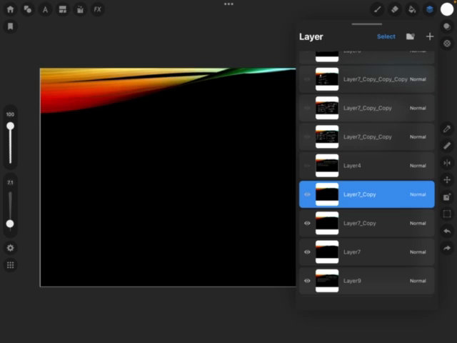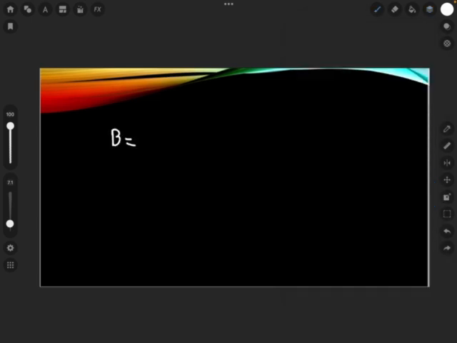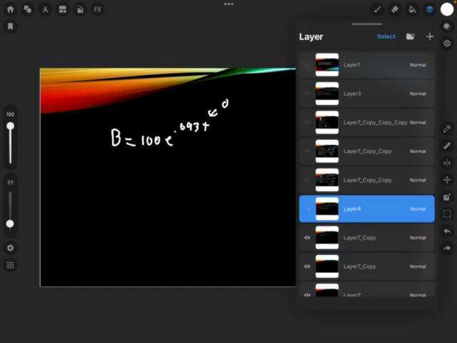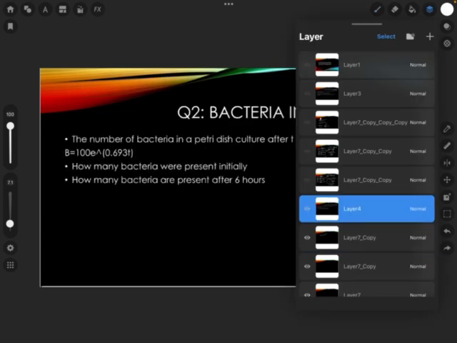And the equation: bacteria equals 100e^(0.693t). Here we're just going to plug in for t. Again, we're going to put in 0, because we're finding the initial number of bacteria present for this question. So we're trying to find the amount of bacteria that is present initially, and then how much bacteria there are present after 6 hours.